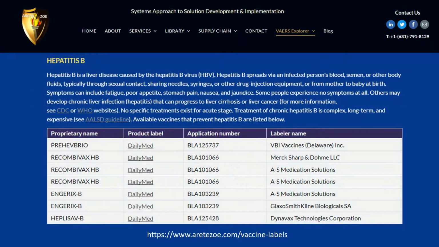We have compiled all official vaccine labels for FDA-approved vaccines on the U.S. market and organized them by disease they protect against. Under each condition or disease, in this example hepatitis B, you will find a brief description with links to sites that provide additional information. Below that, all currently approved vaccines are identified. In the column Product Label, you will find a link to DailyMed and the official FDA-approved vaccine label. Discontinued products are not included.